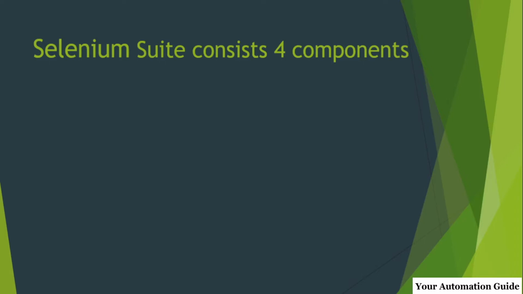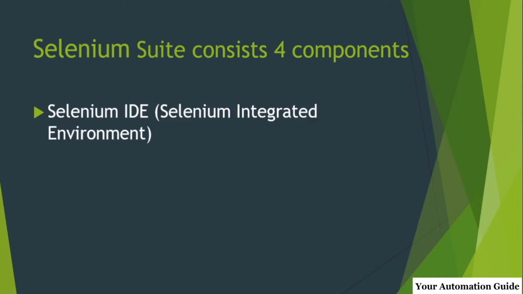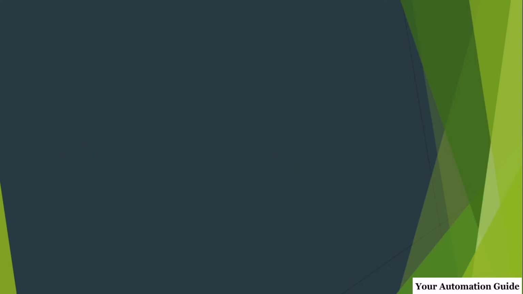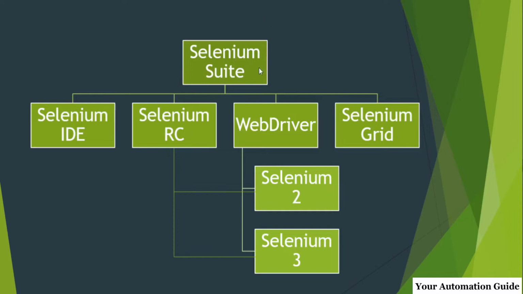Selenium Suite consists of 4 components. The first one is Selenium IDE, Selenium Integrated Development Environment. The second one is Selenium RC, Selenium Remote Control, and third is WebDriver. And the fourth one is Selenium Grid. So as you can see, first you can see Selenium Suite. Selenium Suite is a collection of 4 different automation tools, which are known as Selenium IDE, Selenium RC, that is Remote Control, WebDriver, and Selenium Grid.